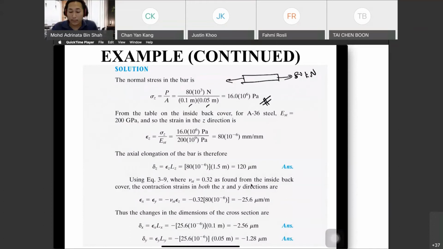From the table, we get our E. So this is E steel. You will find that in our question, normally for steel, we have 200, 210, 190. So those are the different types of materials. Then we can calculate our strain. Stress equals modulus of Young times strain, so strain is equal to stress over modulus of elasticity, and we can get our strain.